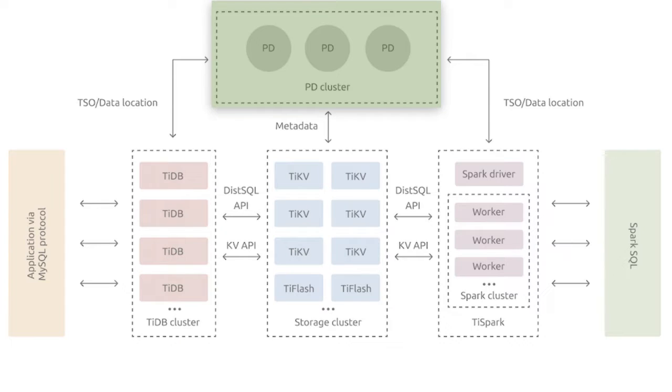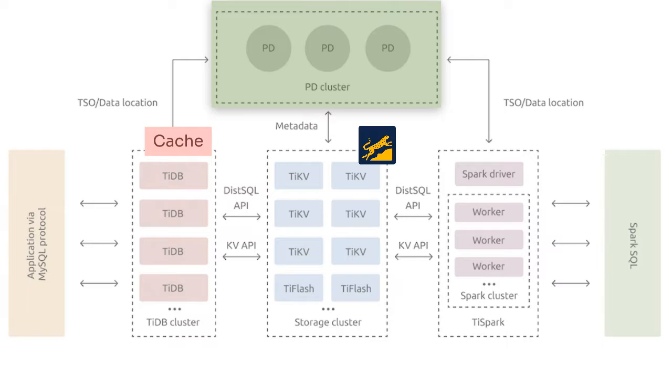So TiDB can get the routing information from PD and send the data to a certain TiKV node. But getting the routing information is not necessary every time, because TiDB can cache the routing information. So most of the time, TiDB does not need to consult PD. And TiDB sends the key value write command to the TiKV node.